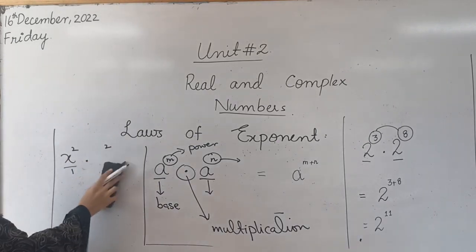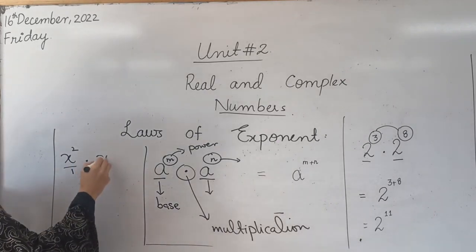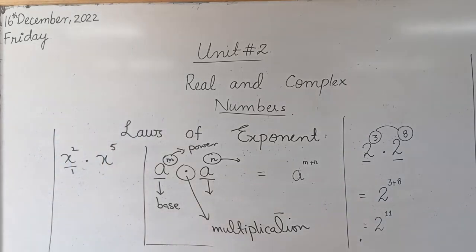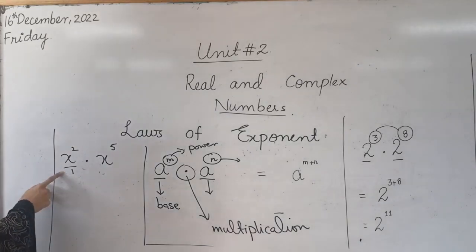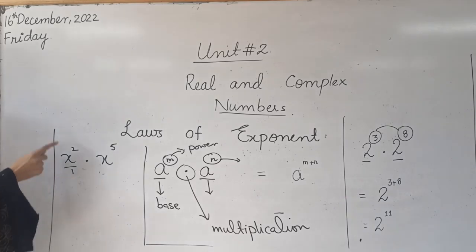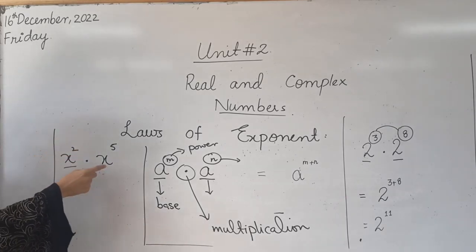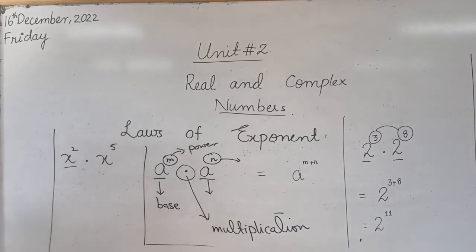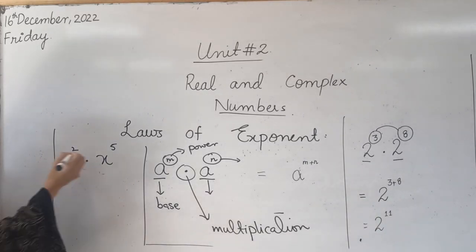So, if I write x square and x raised to power 5, can I apply this law now? Yes. This is an exponential number having base x and power 2. This is an exponential number having base x and power 5. These two numbers are multiplying with each other. This dot shows multiplication. Good.